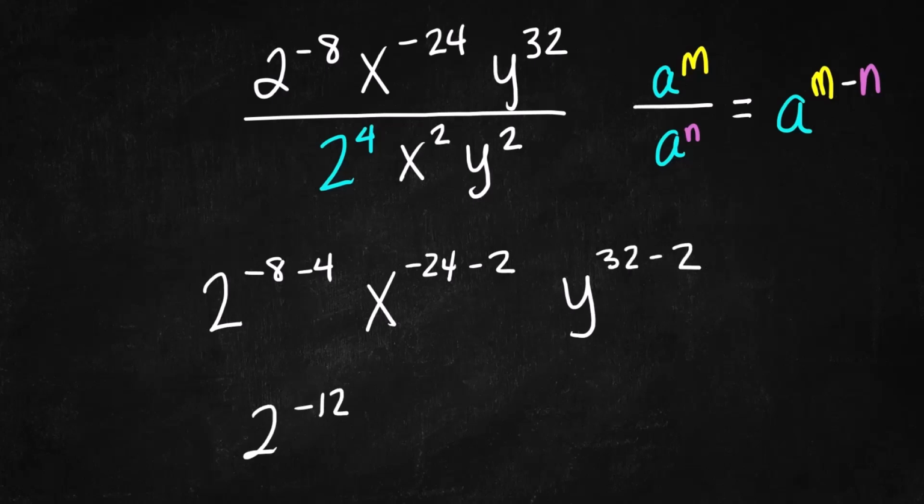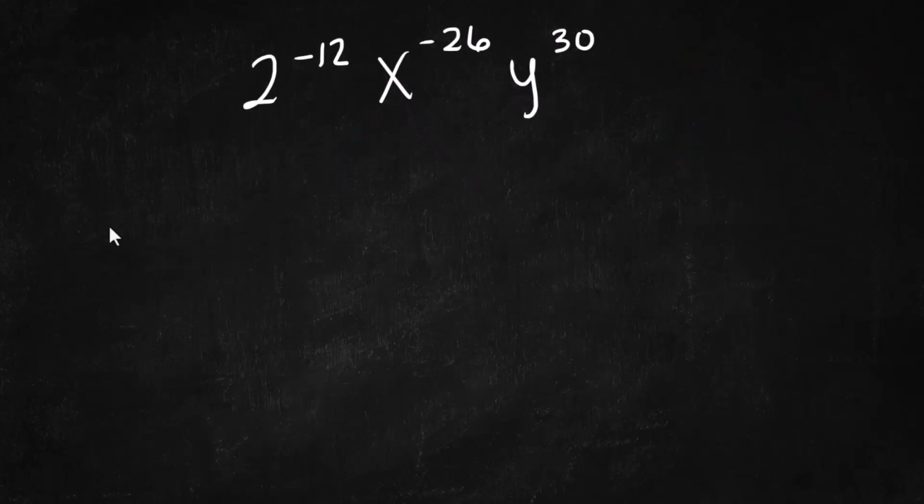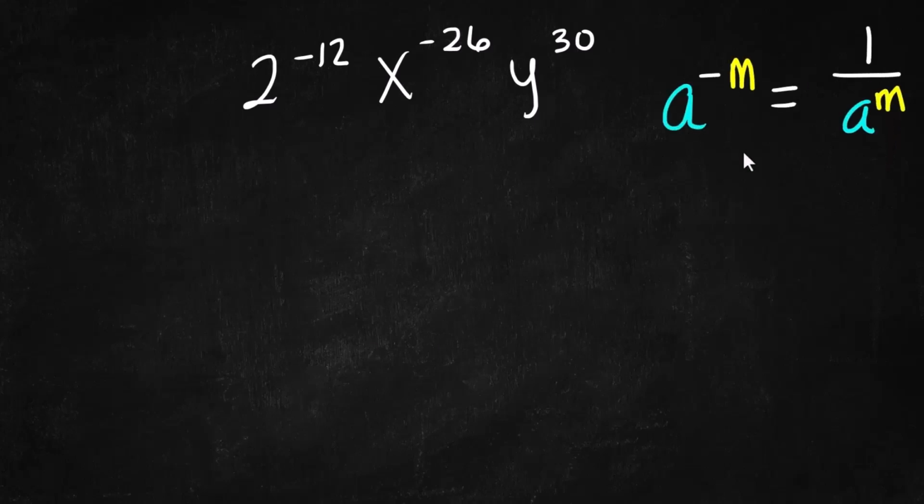We have 2 to the -12. We have x to the -26. And we have y to the 30th. Now you're not supposed to leave your final answer with negative exponents, so we have a little bit more work we have to do with this. Negative exponents can be rewritten and become positive if you rewrite them as a reciprocal. So a to the -m becomes 1 over a to the positive m.